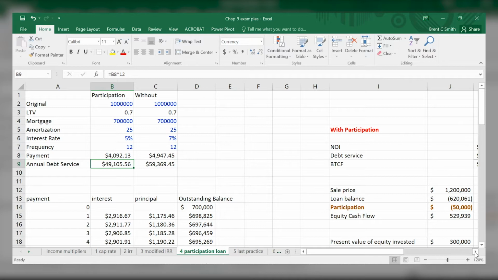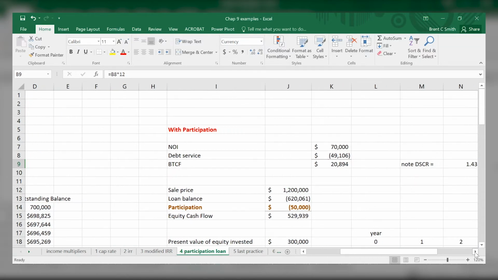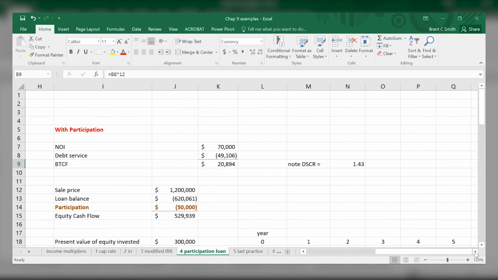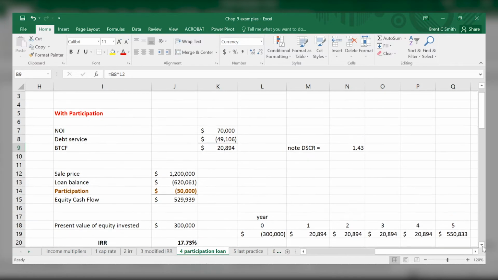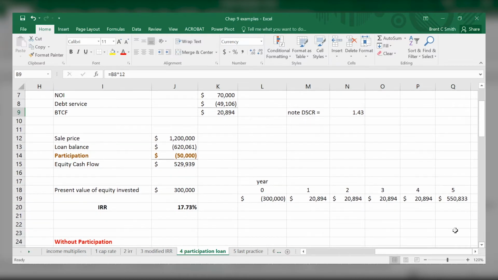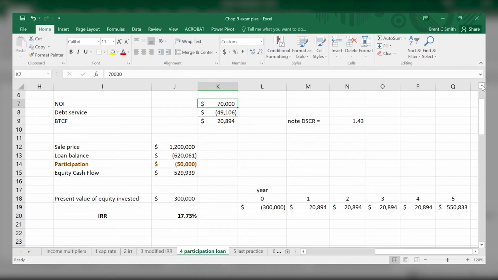Okay, so coming over here, some of these items we've already seen, right? So we know what the NOI is. The NOI is the $70,000. The 5% loan results in a debt service that's $49,106. The residual of that, before tax cash flow after debt service, is just under $21,000.